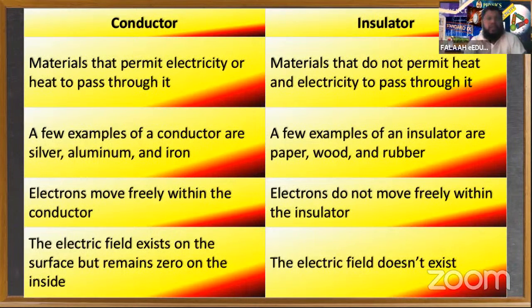Electrons move freely in the conductor. Electrons do not move freely in the insulators. The field exists on the surface but remains zero on the inside.